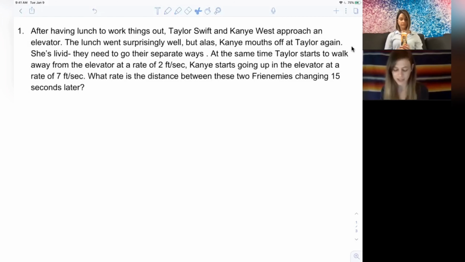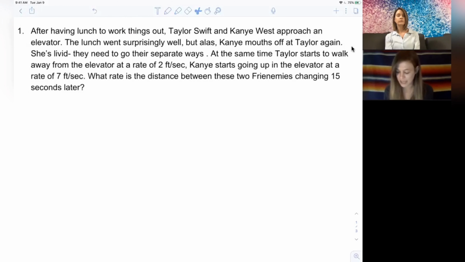Okay, after having lunch to work things out, Taylor Swift and Kanye West approach an elevator. The lunch went surprisingly well, but alas, Kanye mouths off at Taylor again. She's livid. They need to go their separate ways.